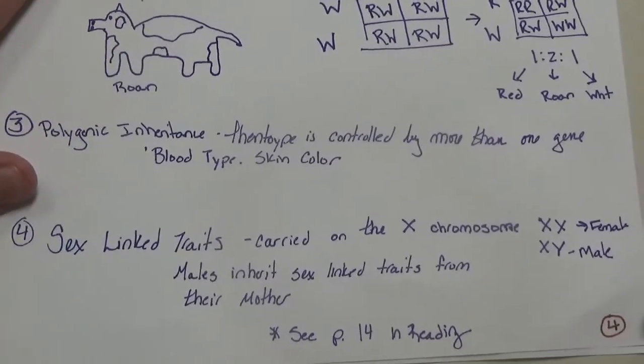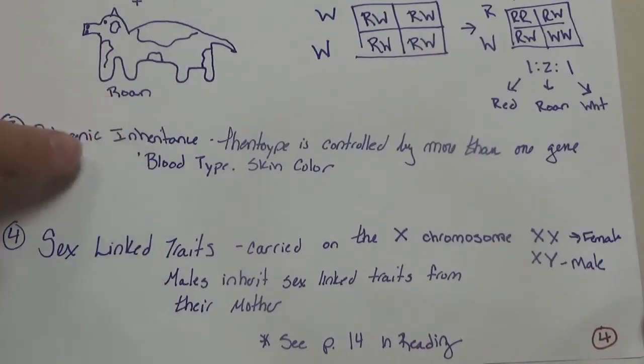Third, non-Mendelian genetics, polygenic inheritance. Poly meaning many, gene meaning gene. So polygenic inheritance is a phenotype that's controlled by more than one gene. These are things like blood type and skin color. More than one gene is involved in their phenotypic expression.